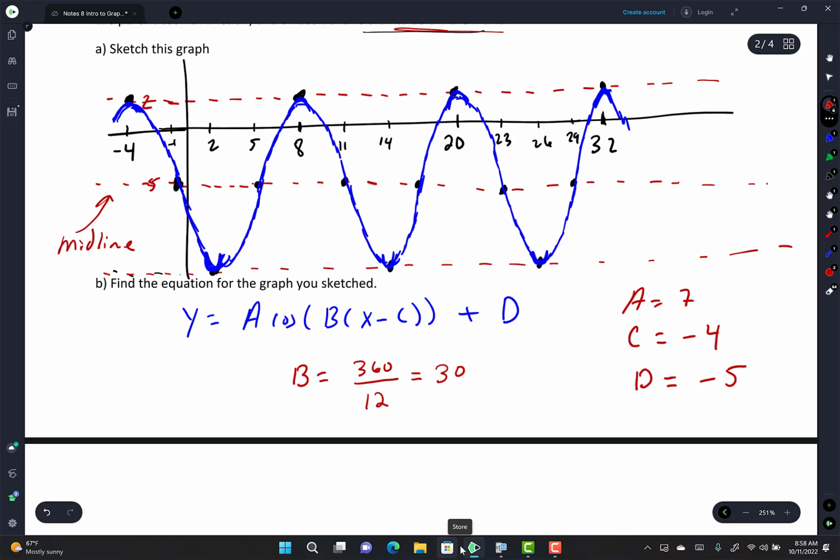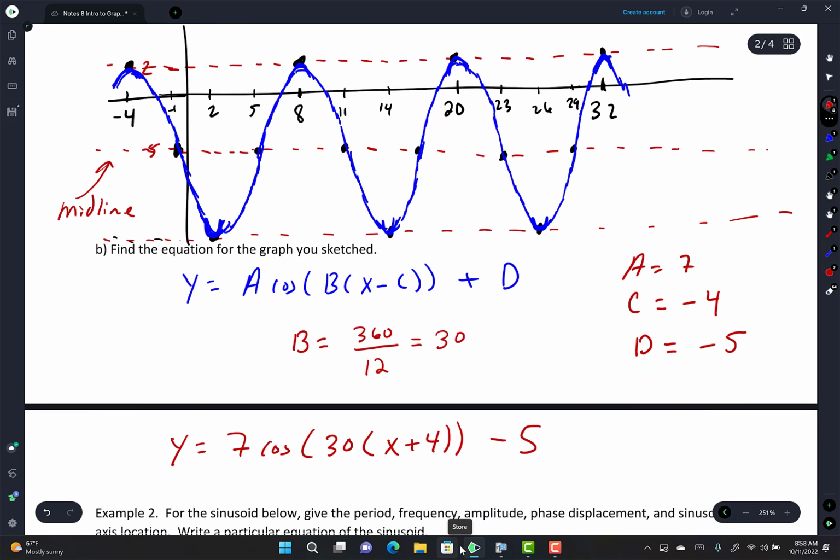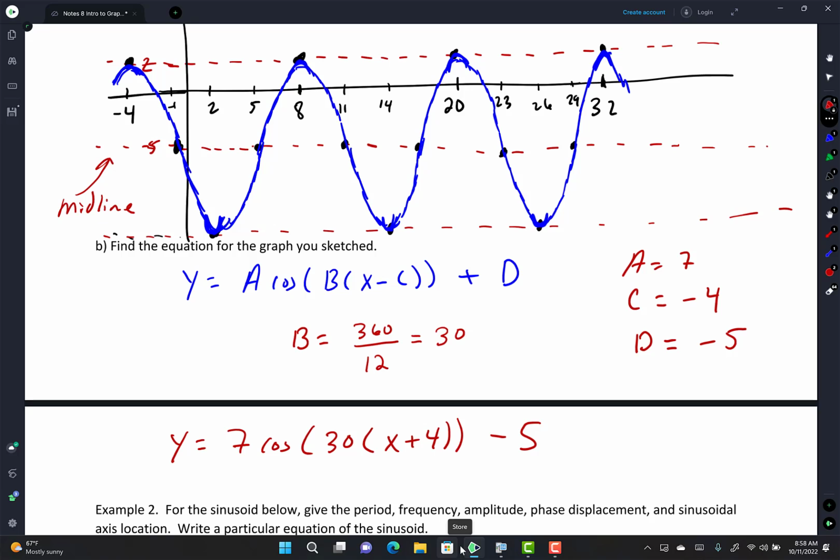So here's our equation. Y equals 7 cosine, open parenthesis, 30, open another parenthesis, x minus -4, so it's going to turn to a positive, close, close, minus 5. Let's check to see if we're correct. Everyone type it into your calculator, guys. I want you guys to see.